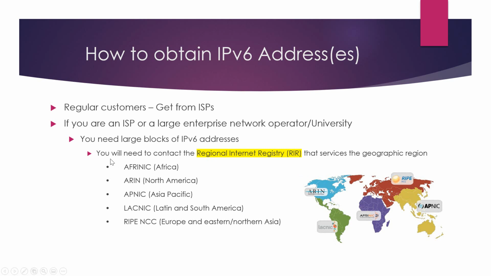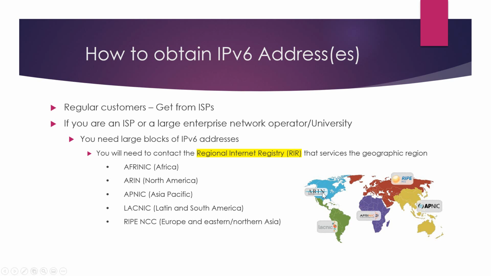This is called a Regional Internet Registry. There are 5 of them in different regions. If you are in North America, you have to go to ARIN. They are the ones providing you the IPv6 address.